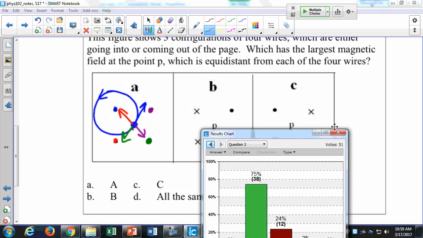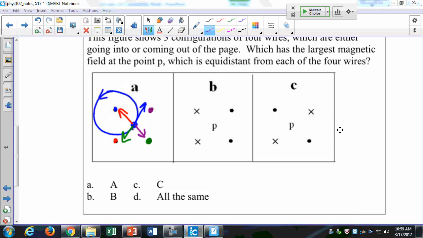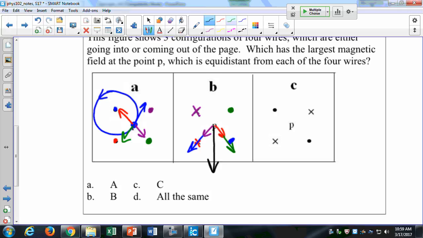Okay, I think B is right. Let's take a look. If I'm looking at this one first, it's in that direction. This one, it's in that direction. Due to this one, it's in that direction. And then due to this one, it's in that direction. So that gives us a net magnetic field that points down. They're vector quantities, I'll just add them up. I'll step through it one more time.